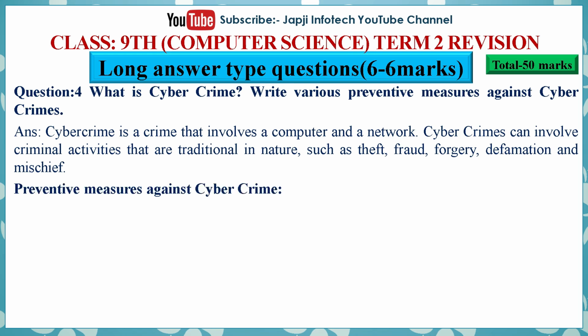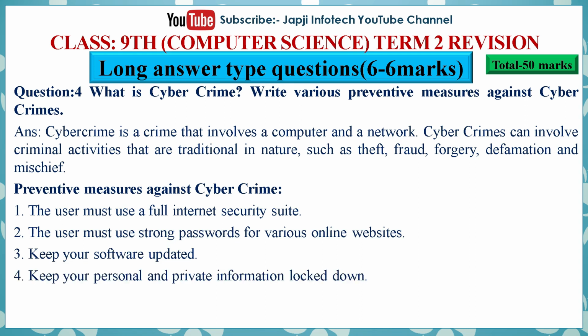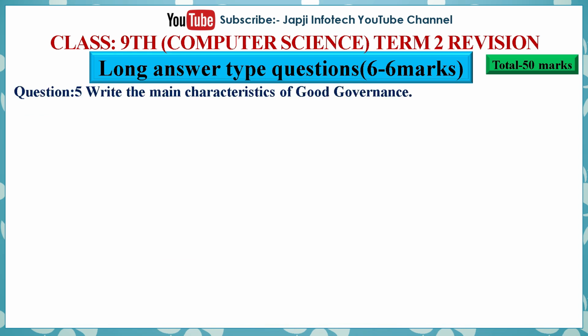So preventive measures against cybercrimes are: the first one is, the user must use a full internet security suite. Second one is, the user must use a strong password for various online websites. Third one is, keep your software updated. Fourth one is, keep your personal and private information locked down. Fifth one is, keep yourself up to date on major security breaches. And sixth one is, if you believe that you have become a victim of cybercrime, you need to alert the local police.